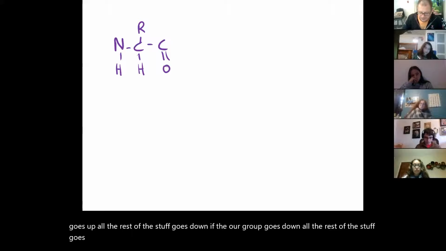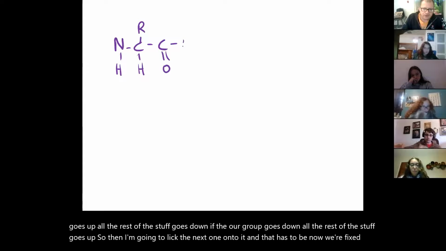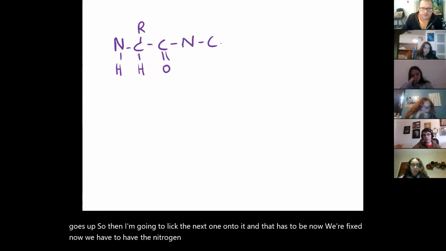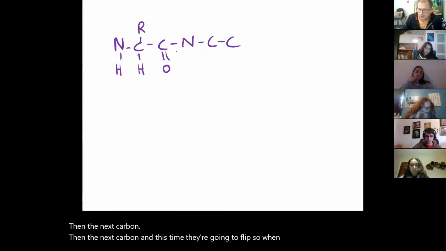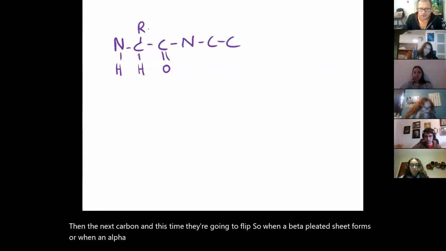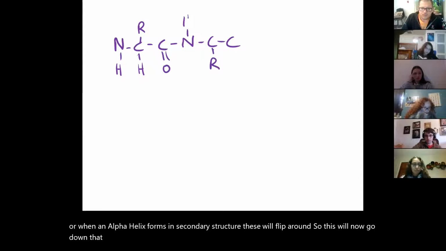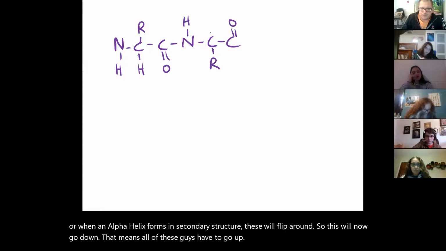So then I'm going to link the next one onto it. And now we're fixed. Now we have to have the nitrogen here first, then the next carbon, then the next carbon. And this time they're going to flip. So when a beta pleated sheet forms or when an alpha helix forms in secondary structure, these will flip around. So this will now go down. That means all of these guys have to go up. They have to go up and up.